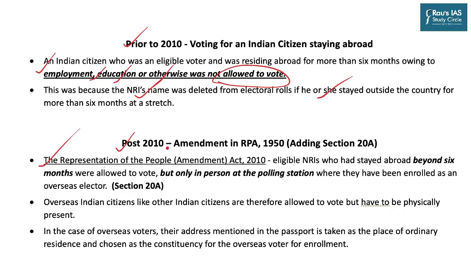But the Representation of the People's Act 2010 allowed NRIs who had stayed abroad beyond 6 months to vote, but only in person at the polling station where they have been enrolled as an overseas elector. Overseas Indian citizens, like other Indian citizens, are therefore allowed to vote but have to be physically present. In the case of overseas voters, the address mentioned in their passport is taken as the place of ordinary residence and chosen as the constituency for the overseas voter enrollment.